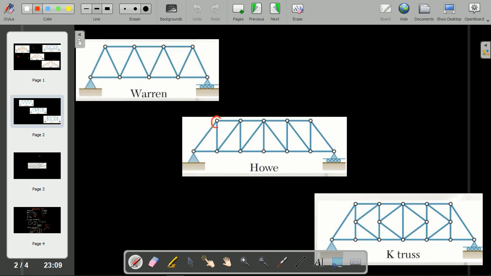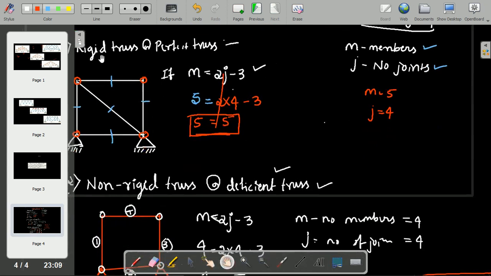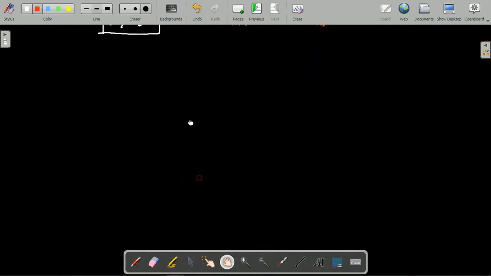So whatever joints you are observing, these are all pin joints. In order to analyze this, what are all the assumptions we are going to make? In order to analyze the problem, what are all the assumptions we make in the case of trusses, that you need to understand. So what is the first assumption we are going to make here?